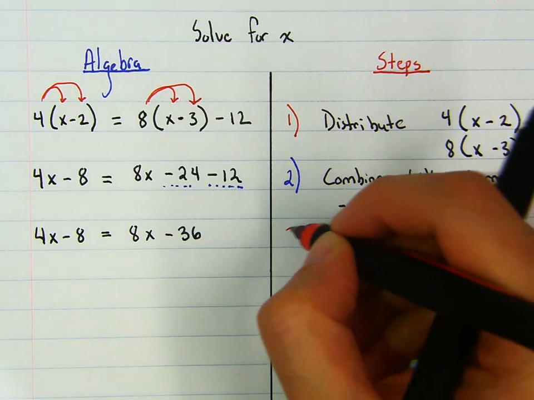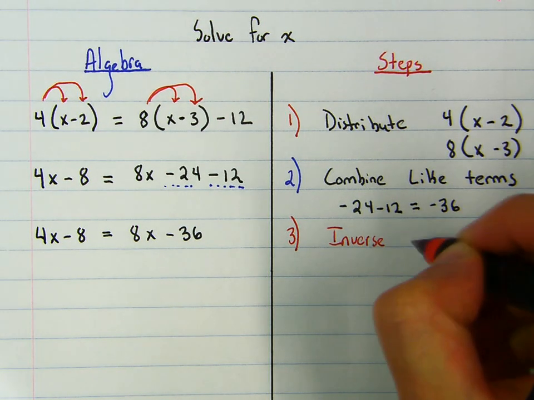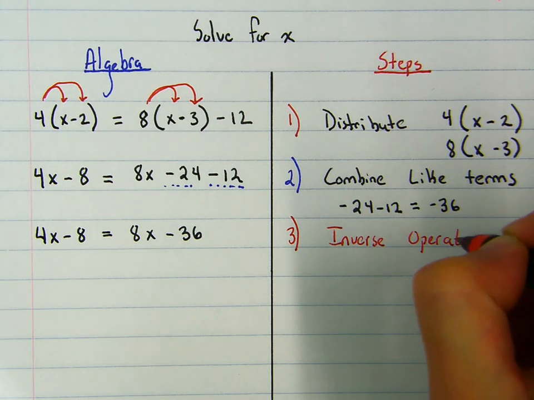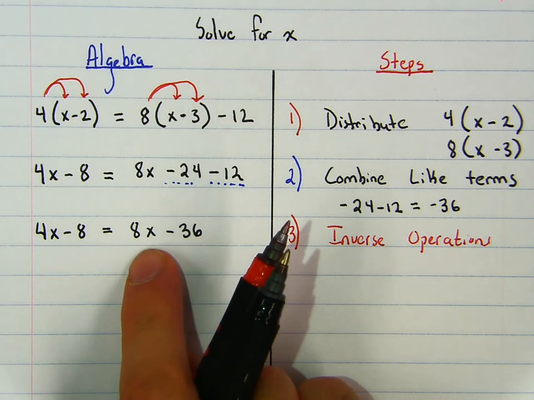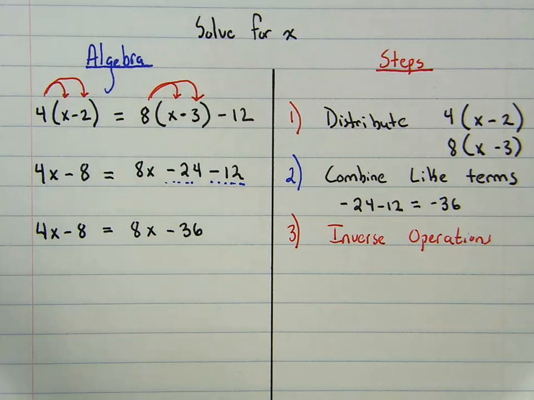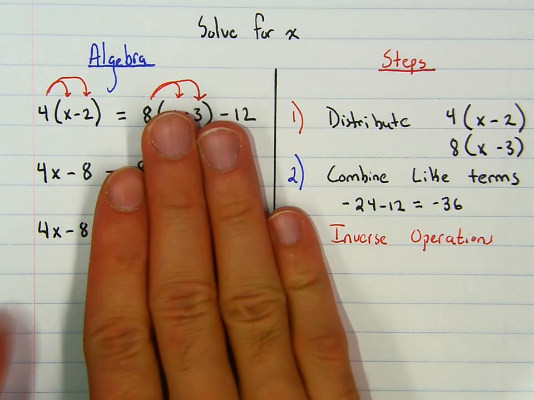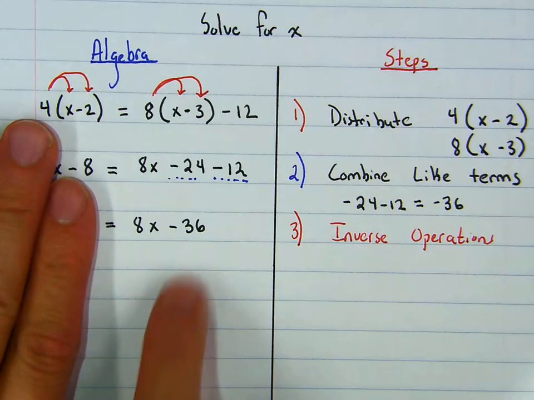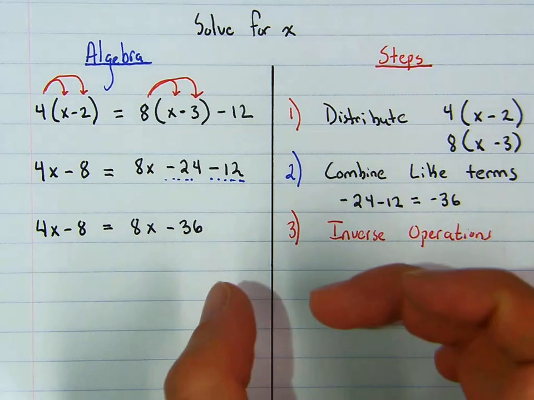Once we get to this position, we're going to try and do our inverse operations. A lot of students will say, oh, mister, let me combine the 4x with the 8x. But you have to be careful that you have the equal sign over here. Whatever's on this side, you can't combine to this side. They're in separate areas. What you could do is move things around.